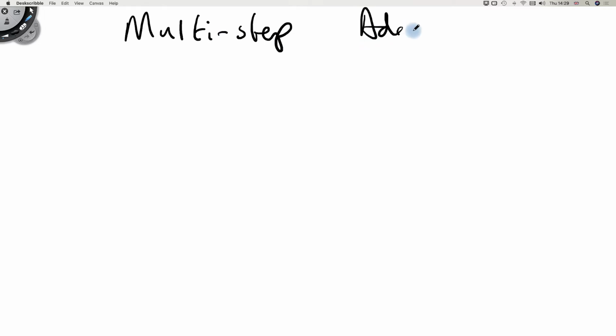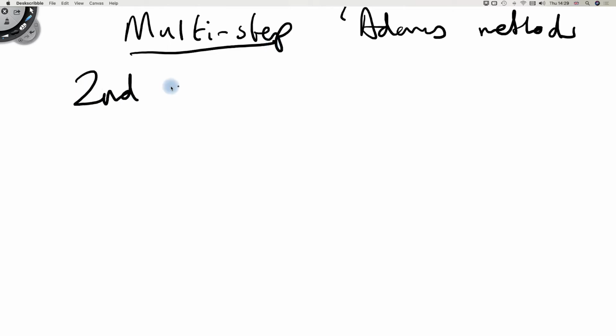So I'll get started with the multi-step methods now. The multi-step Adams methods. So what I'm going to do is actually just write down one of these multi-step methods so you get the idea of how it's used, and then we'll derive it.